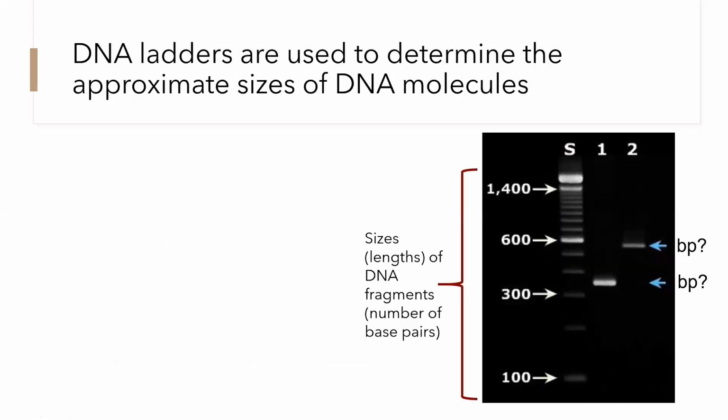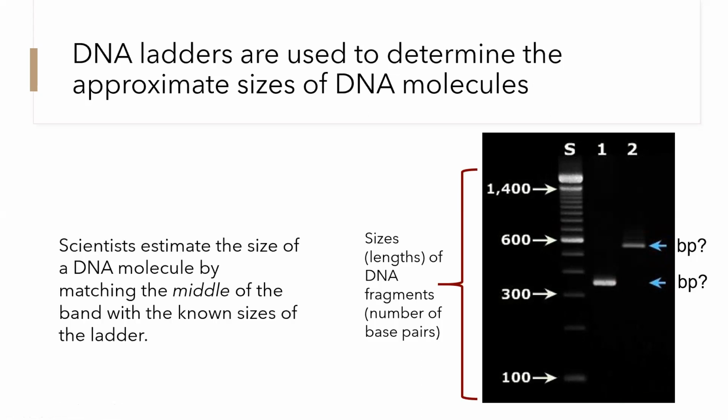Okay, so now you know how gel electrophoresis works, and we're going to talk about DNA ladders. You're going to use DNA ladders to determine the approximate sizes of your DNA molecules. Normally, if you just put some unknown samples of DNA in and run that gel, you may or may not know how big those fragments are without having a reference sample. So the ladder, in this case the S over here, is your reference sample. This band is at 1400 base pairs. This one is at 600 base pairs. This one's at 300.